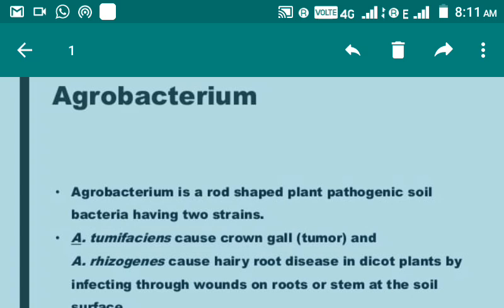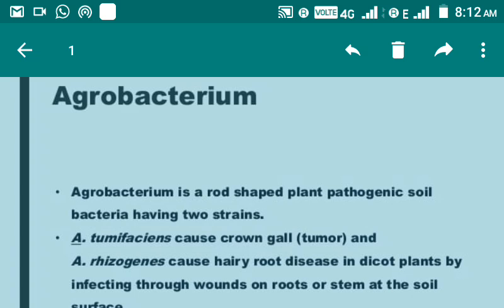What is agrobacterium? Agrobacterium is a rod-shaped plant pathogenic soil bacteria having two species. Okay, what are those two? First one is Agrobacterium tumefaciens that causes crown gall disease, that is tumor, and second is Agrobacterium rhizogenes that causes hairy root disease in dicot plants.